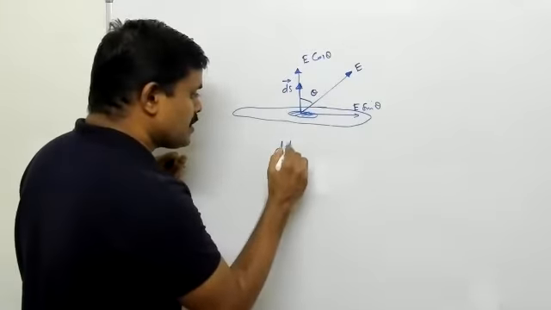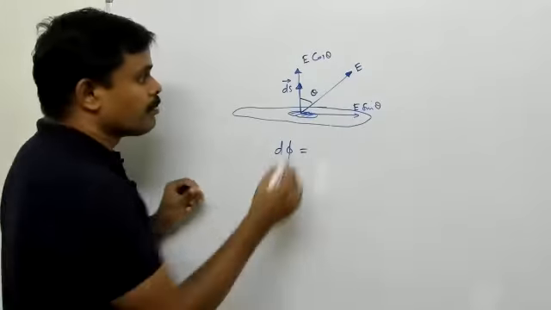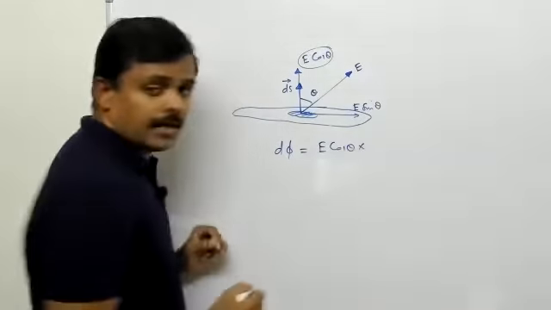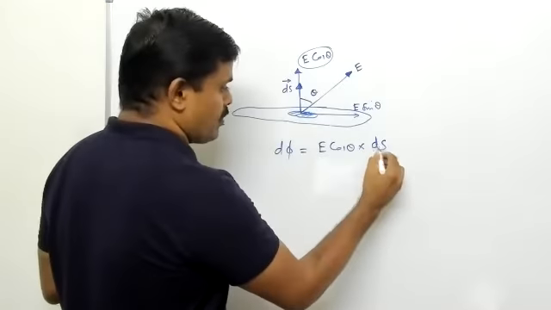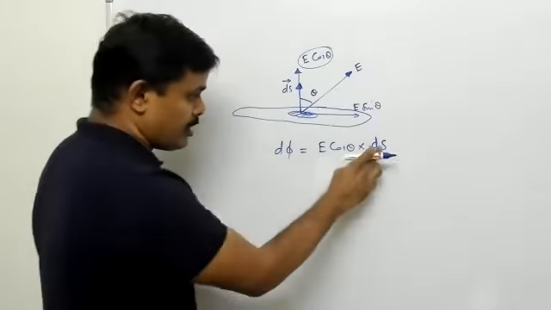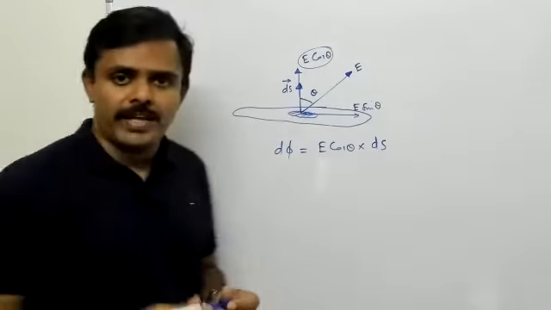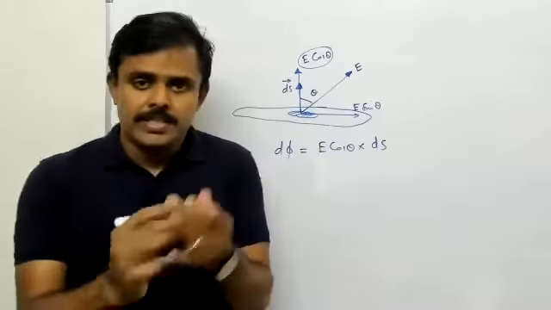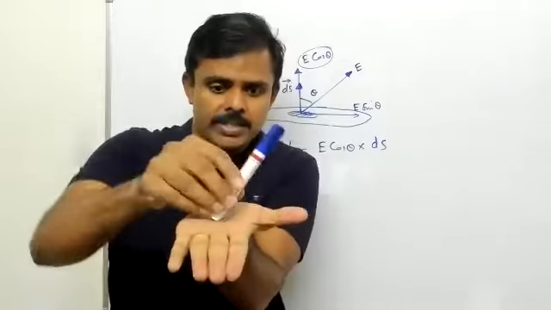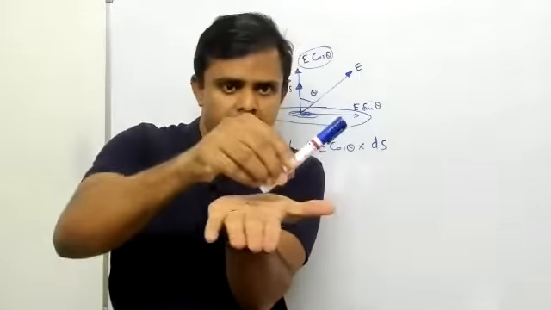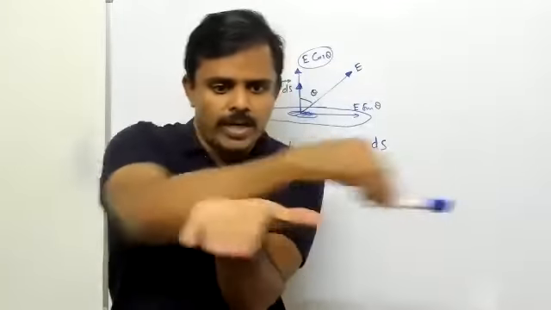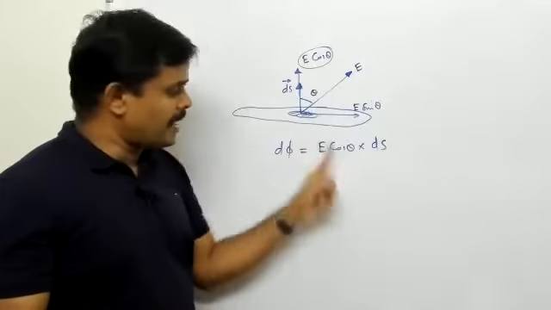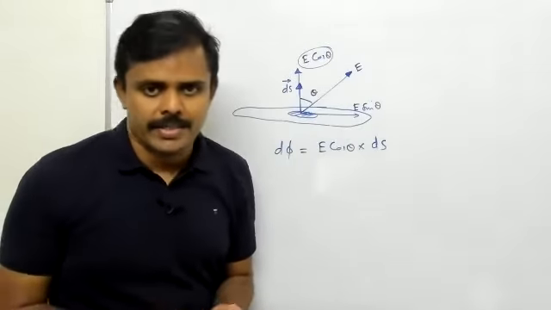Then what is flux? Flux is defined as the product of the normal component E cos theta and the area vector. This is a previous question: how do you define flux? We won't take the tangential component. By definition, this is the area vector, and this is the field line. I can split this into two. The normal component, E cos theta, multiplied by area is called flux.